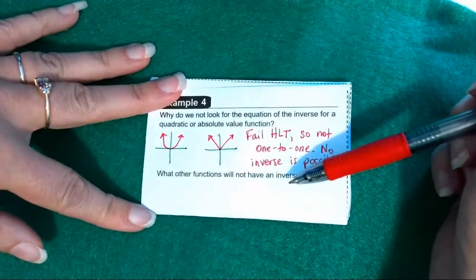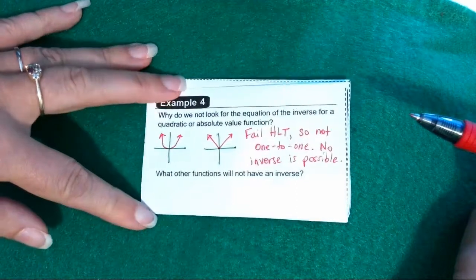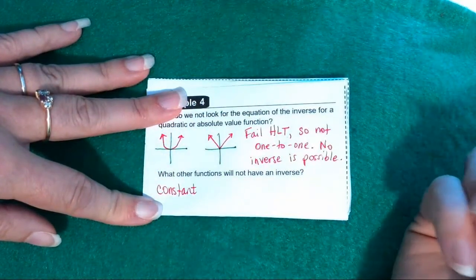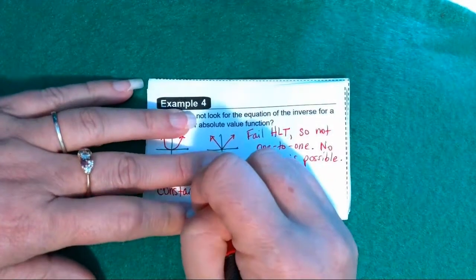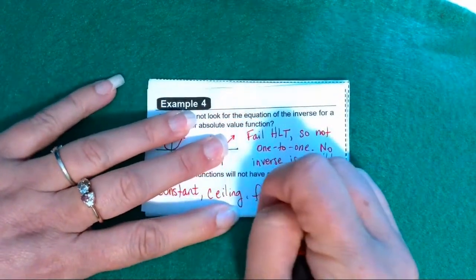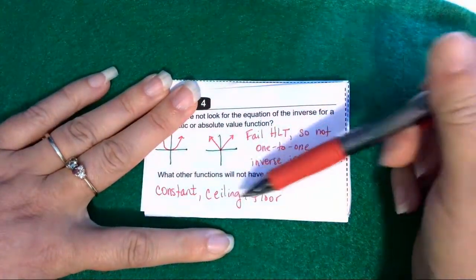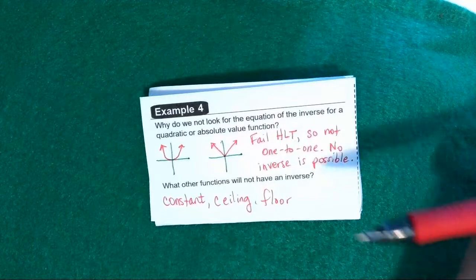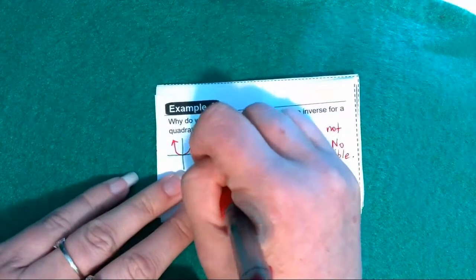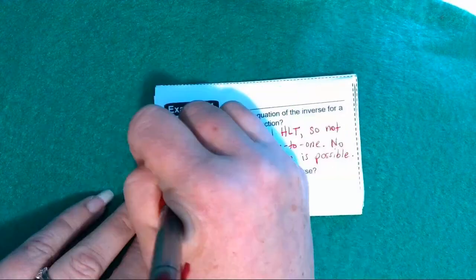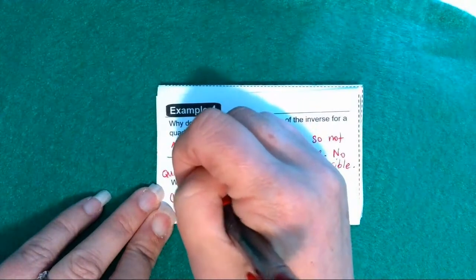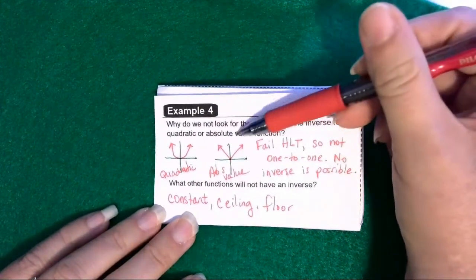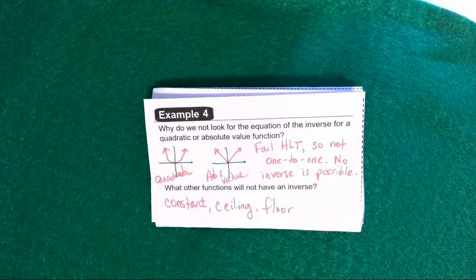Okay, what other functions will not have an inverse? From our parent graph foldable, that would be the constant, because that's a horizontal line. It by default fails the horizontal line test. And then we also looked at the ceiling and at the floor functions, and those, because they're made up of little horizontal line segments, would also fail the horizontal line test. So absolute value, the quadratic, and then the constant, the ceiling, and the floor functions. Those would be from our parent graphs foldable functions that we will not look for equations for their inverses because they are not one-to-one.